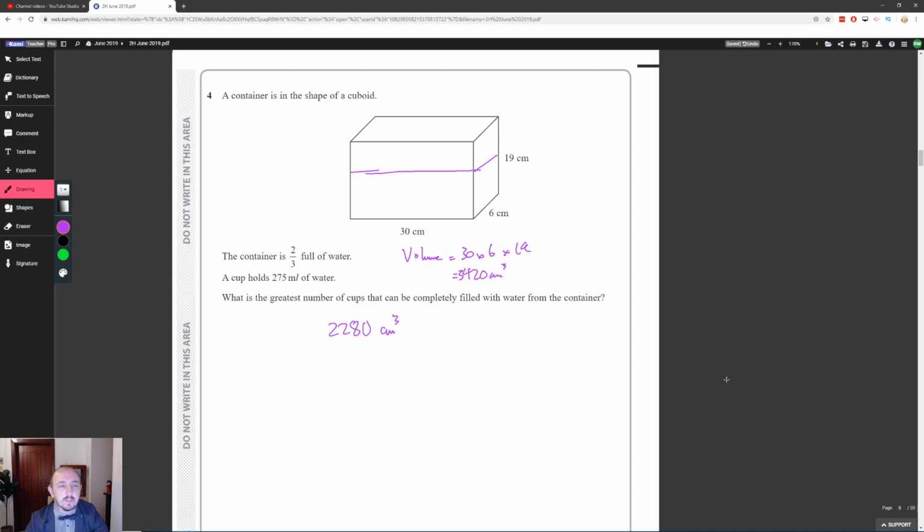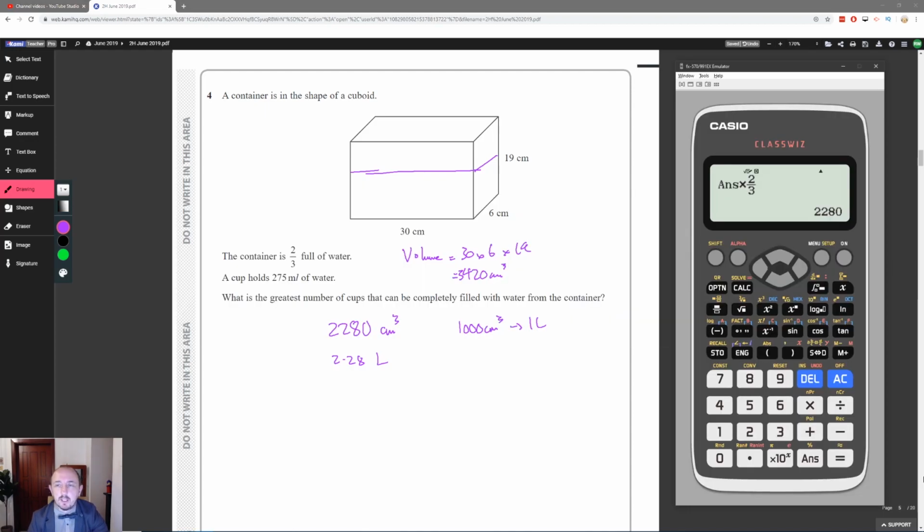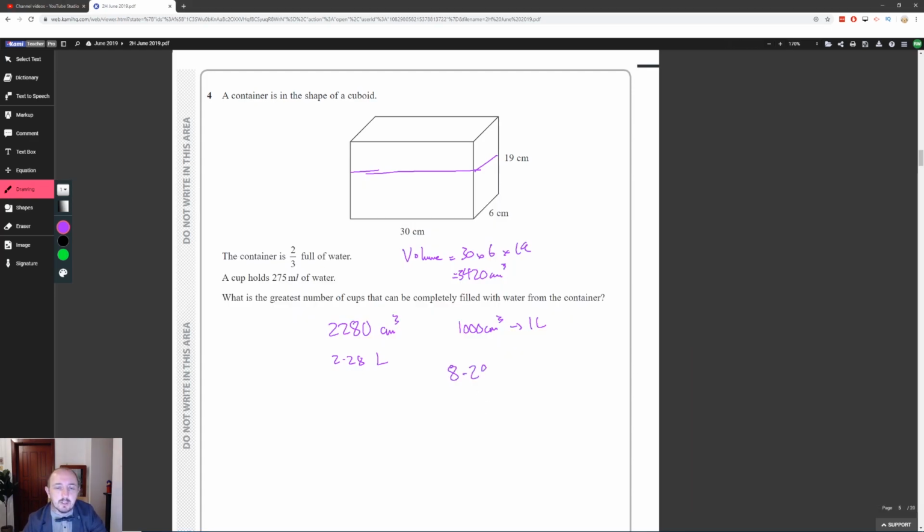And we want to fill the cups. So centimeters cubed into liters, 1000 centimeters cubed is 1 liter. So we're going to divide by 1000, we get 2.28 liters, and we're going to divide that by 275 to give us the number of cups. We're going to change that into milliliters actually, 2280 divided by 275. So that gives us 8.29. So the greatest number of cups is going to be 8.